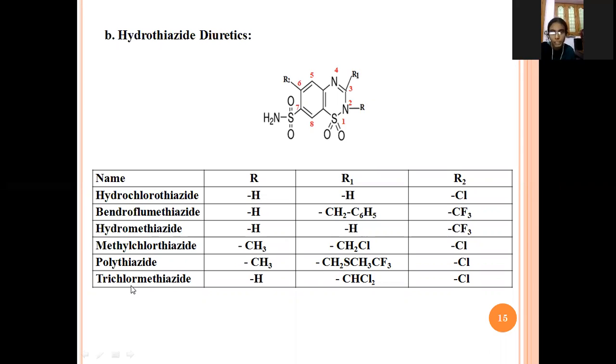Next one is trichlormethiazide. So in R position, hydrogen group is attached. In R1 position, the dichloromethyl is attached. In the R2 position, the chlorine atom is attached.